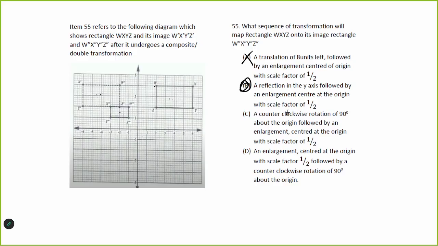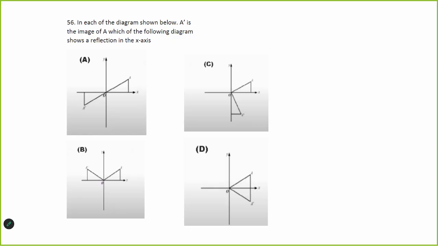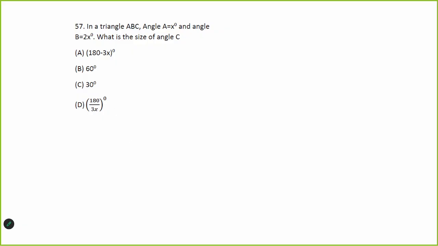Although you don't even know if the scale factor is 1/2 and if the center of enlargement is, well, you could do all that, right? Your center of enlargement is 0, 0. The others make no sense. Hold on. No, this is not a rotation. Right? So this B would be your answer. 56 is a repeated question. Reflection along the x-axis, it would be D. This one is a repeated question.